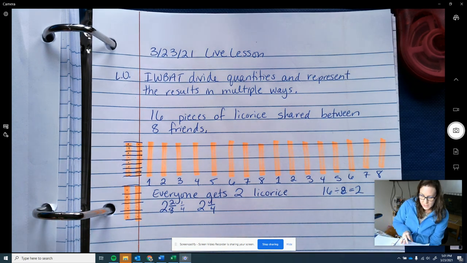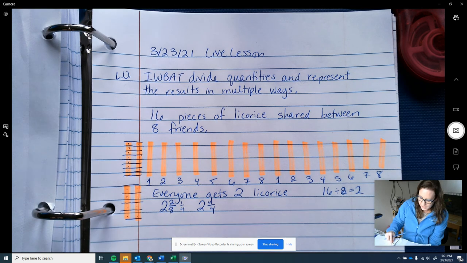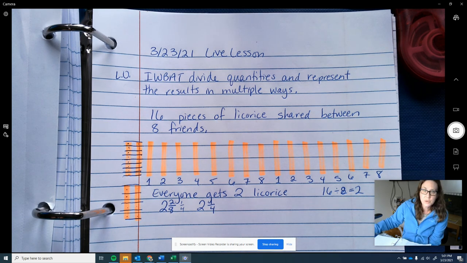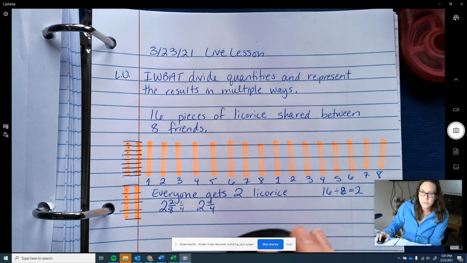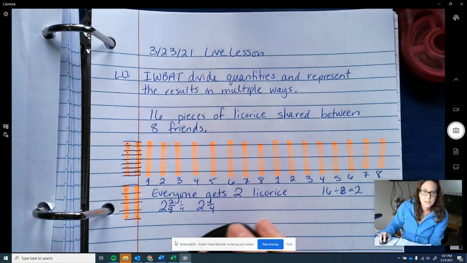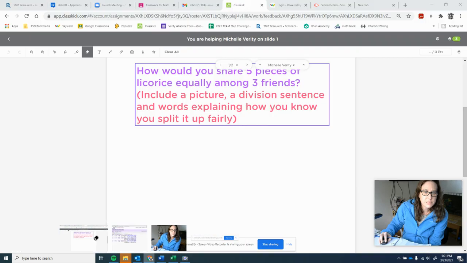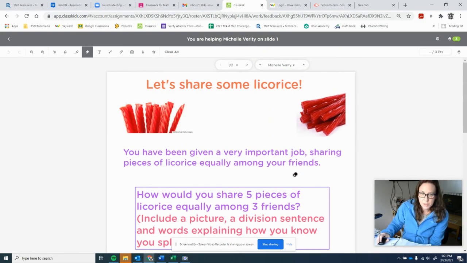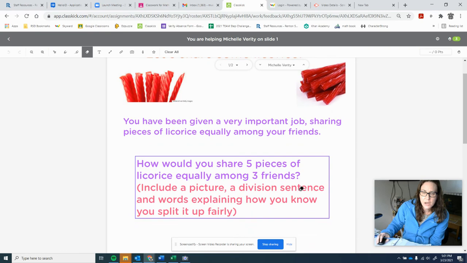Okay, so after that, we moved to a class kick. And I'm going to go ahead and move to that class kick on this also. We talked about how to solve this problem. You have been given a very important job sharing pieces of licorice equally among your friends. How would you share 5 pieces of licorice equally among 3 friends?